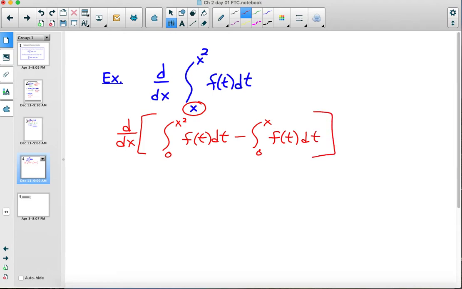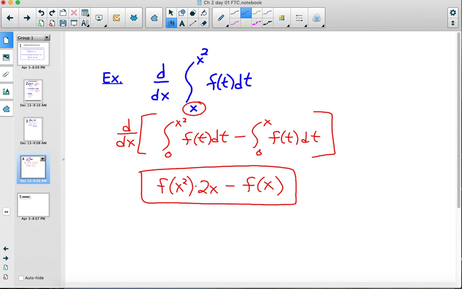And now we can do each of these independently, and so the derivative with respect to x of the first integral, remembering the chain rule that I just explained in the last example, is going to be f of x squared times the derivative of x squared, which is 2x, and then the other one is just going to be f of x. We don't know what the function is, so that's it.